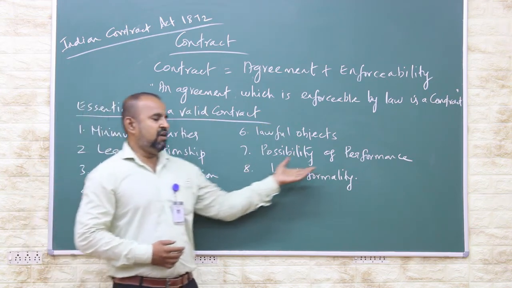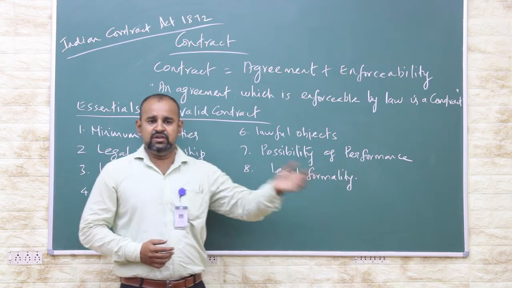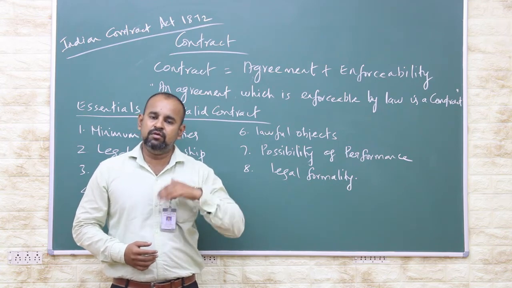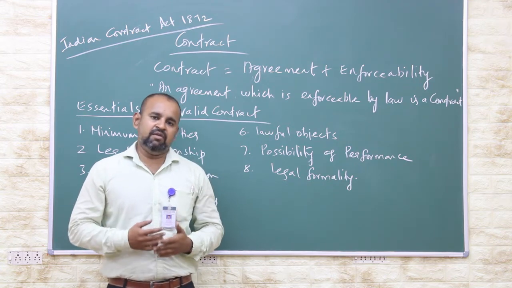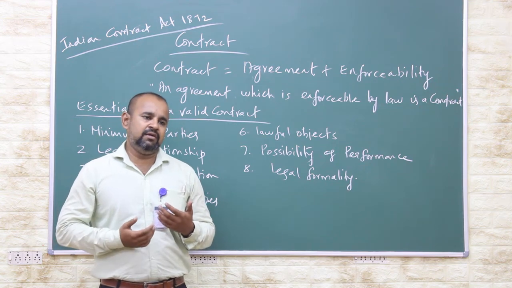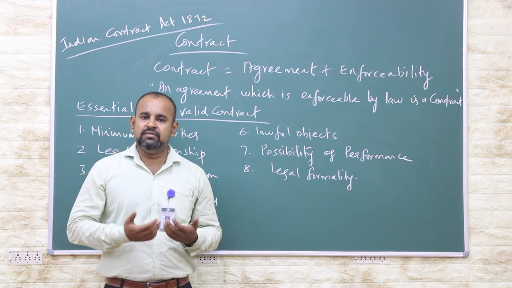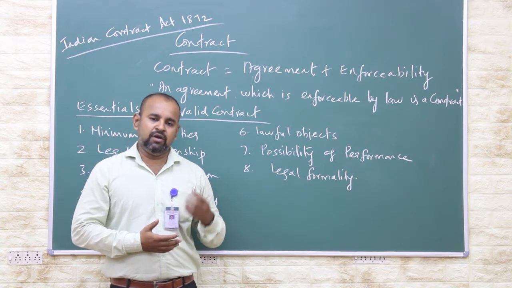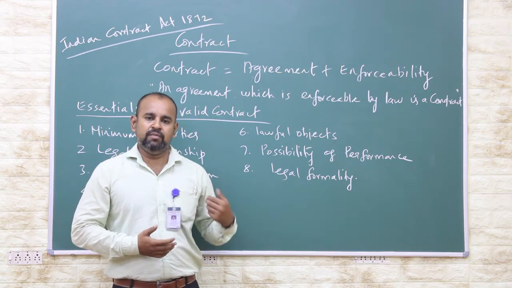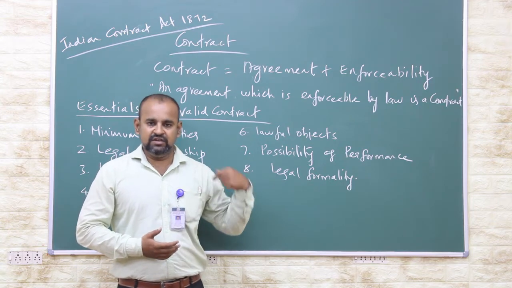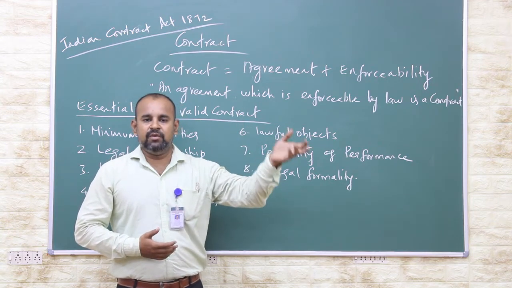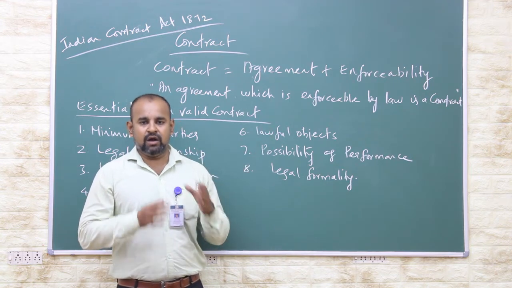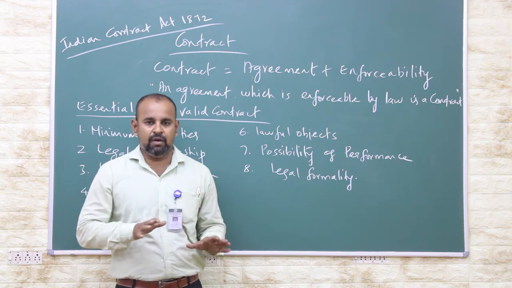And then possibility of performance. Not all business contracts are able to be performed. In some cases, the nature of the completion will not be possible, and the particular contract will not be performed by the parties. In such cases, if the contract is not performed, it is an impossibility of performance. So the contract should be possible to perform.